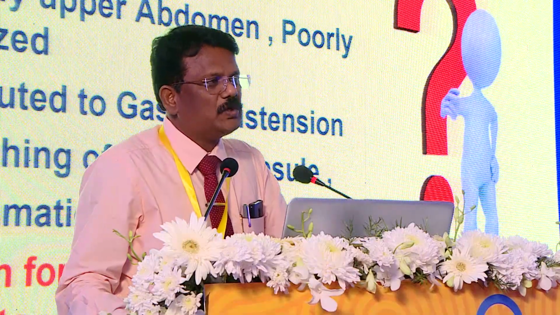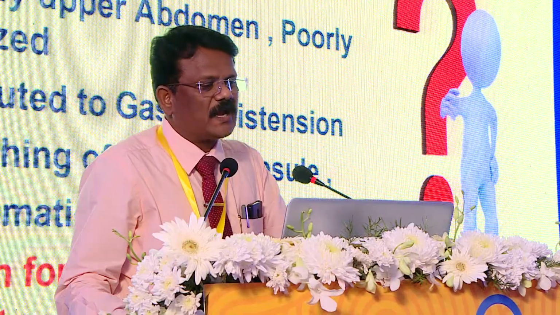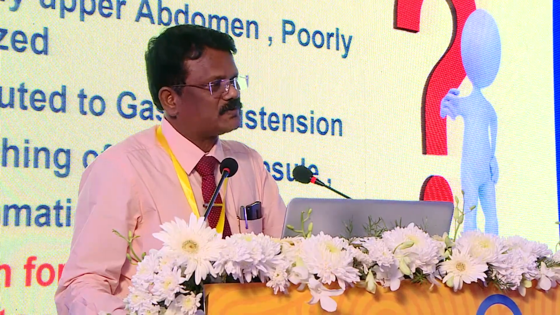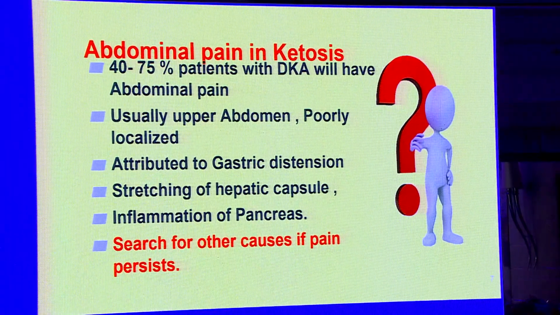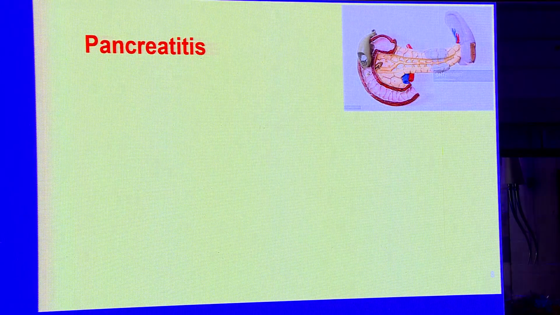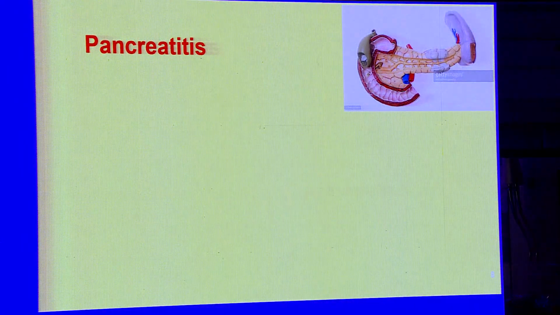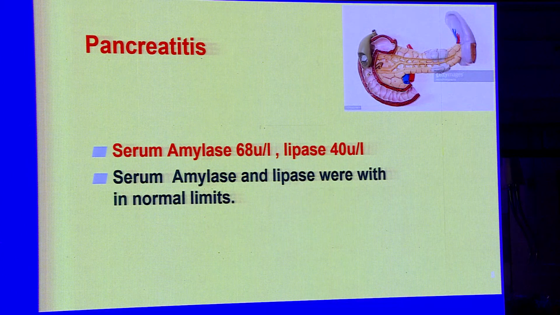That's all. So 40 to 70% of patients with DKA will have abdominal pain. Usually it is in the upper abdomen, poorly localized, attributed to gastric distension, stretching of the capsule, or some inflammation of the pancreas. But here the patient continues to have pain. That means you have to search for another cause. We thought of pancreatitis, and having suspected pancreatitis, we did a serum amylase, which was within normal limits. Now what to do now?